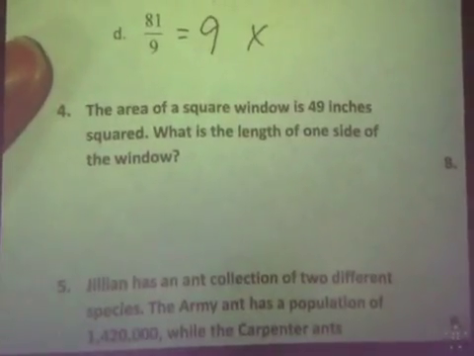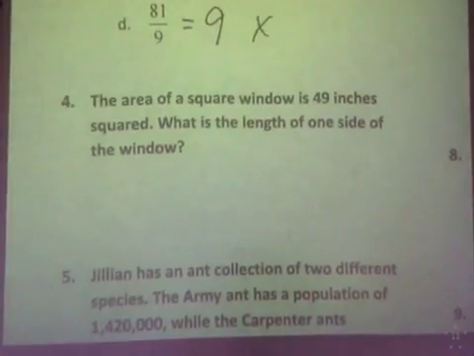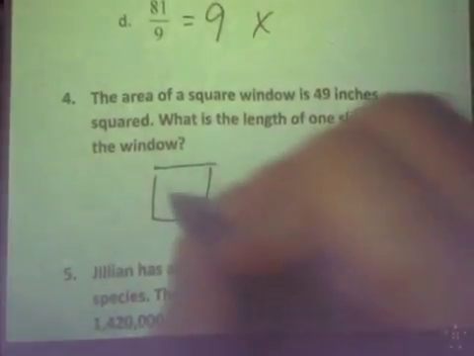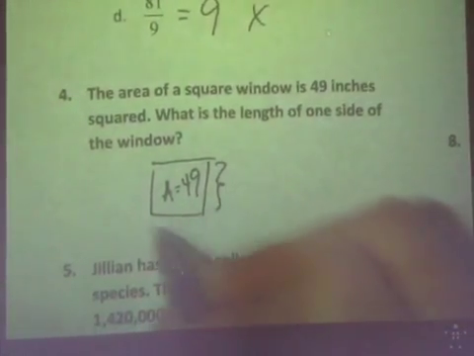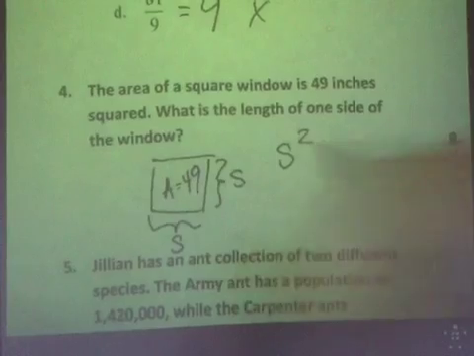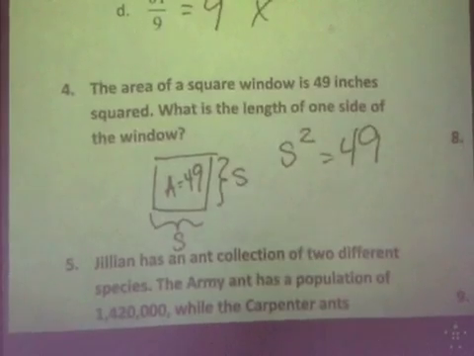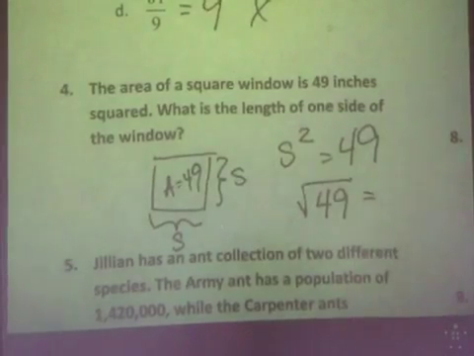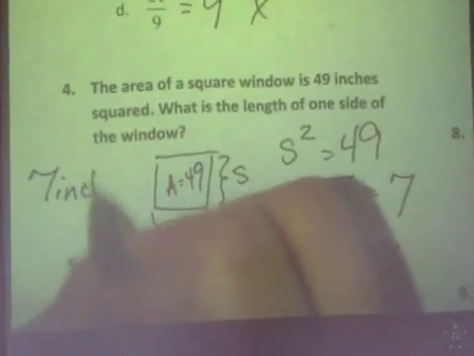Okay, number 4, the area of a square window is 49 inches squared. What is the length of one side of the window? So I'm going to draw myself a pretty little square window. The area is 49. So I want to know which one side times the other side will give me 49. So this is S and this is S. S squared, S times itself will give me that 49. I want to do the opposite of squaring, which is square rooting. So the square root of 49 will give me S. What is the square root of 49? 7. So 7 inches is my answer.